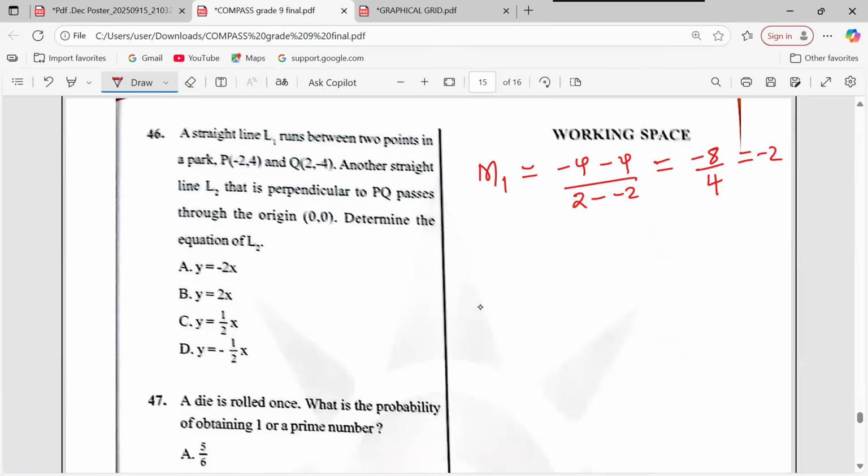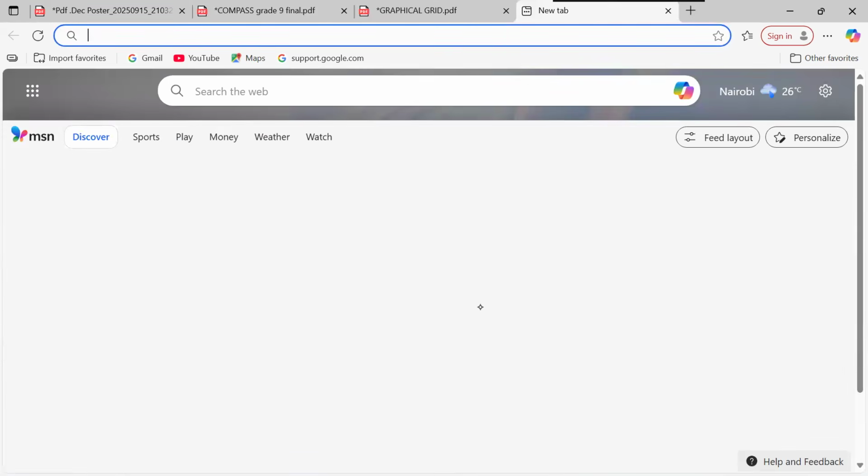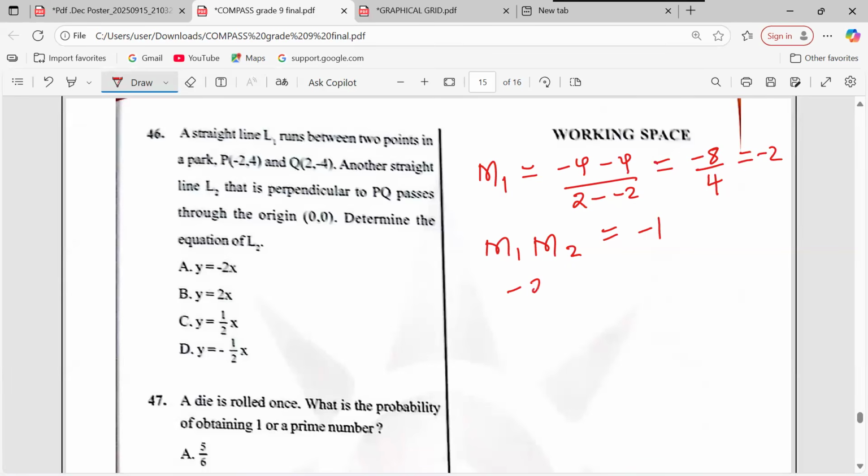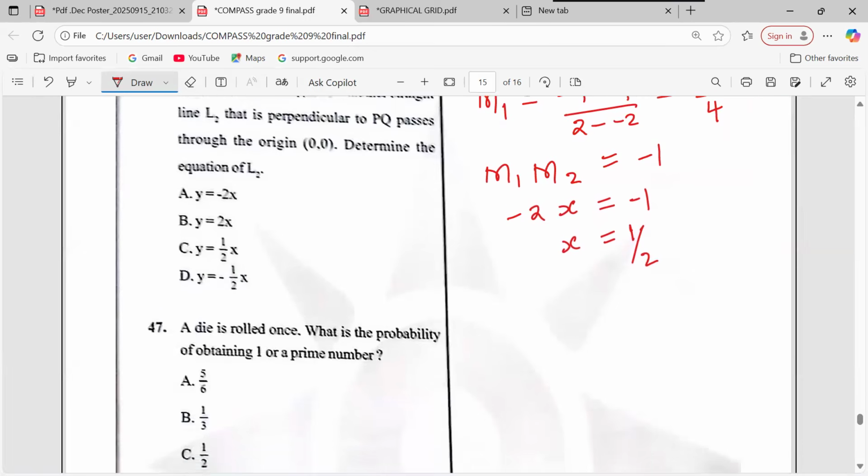So if gradient 1 is -2, what will be gradient 2? For perpendicular lines, the first gradient times the second gradient should be -1. Therefore, the first gradient times the unknown gradient should give us -1, meaning that the unknown gradient should be -1 over -2, giving us half. So the second gradient is half.